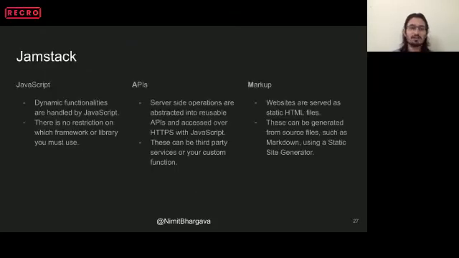That brings me back to what Jamstack is. All the dynamic functionalities are handled by JavaScript, and any interaction from the server side to the client side happens over APIs. We need to make sure that these are HTTPS. And the markup: when your website is served for the first time, it should be just static HTML. If your website follows these three things, then your website is a Jamstack.